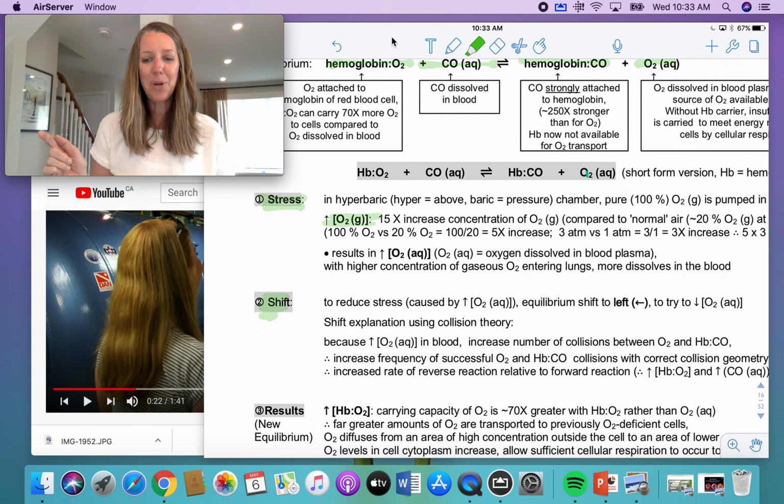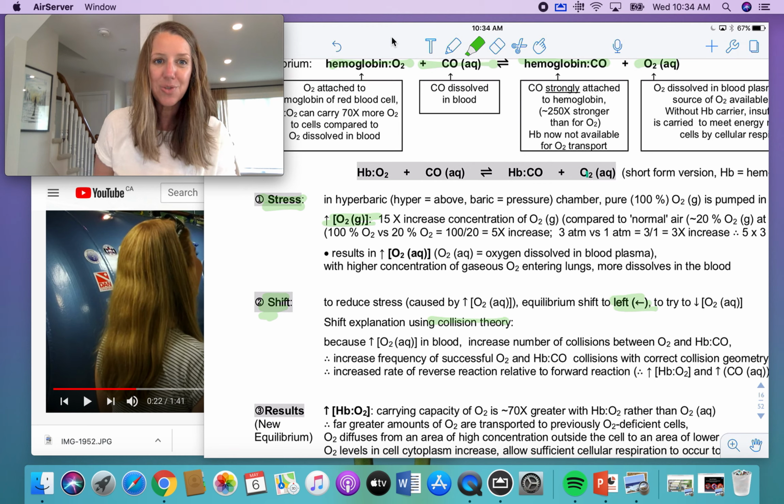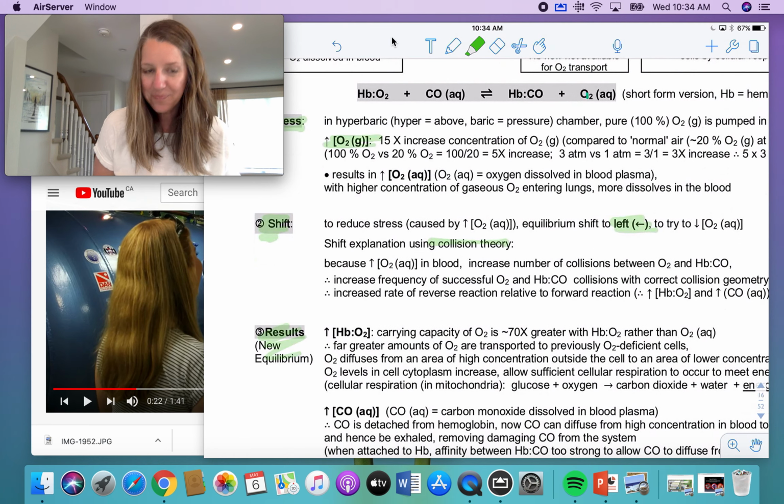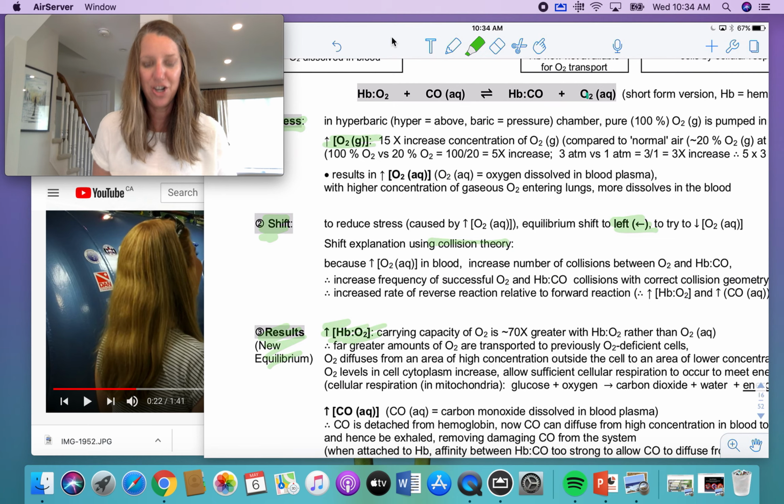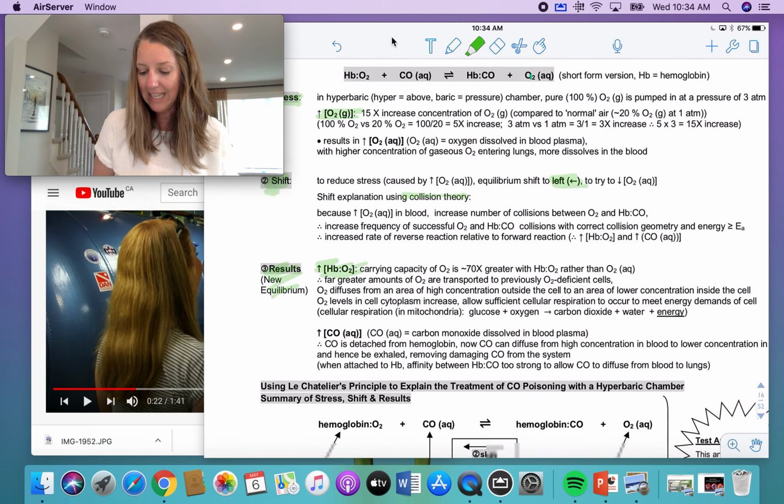Can you explain that using the collision theory? Sure. You have greater concentration of the molecules. You're going to have more collisions, more successful collisions at an energy that's greater than or equal to the energy of activation. You're going to increase the rate of the reverse reaction until a new equilibrium is established. And that's your result. You're going to have an increase in the molecules of hemoglobin bound to oxygen, and then you're going to be able to leave that carbon monoxide out.